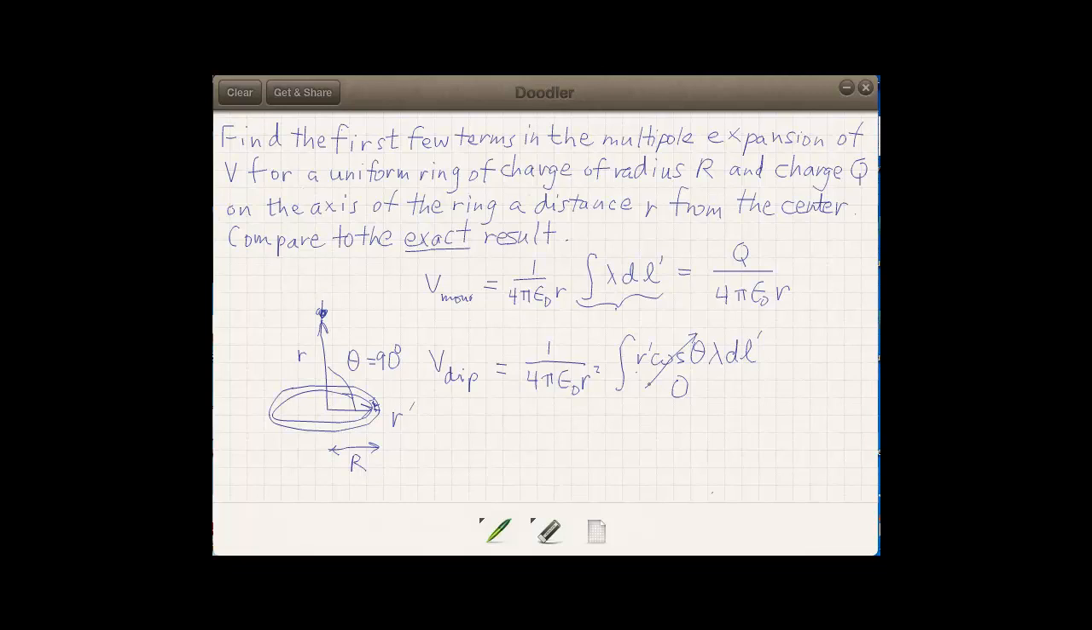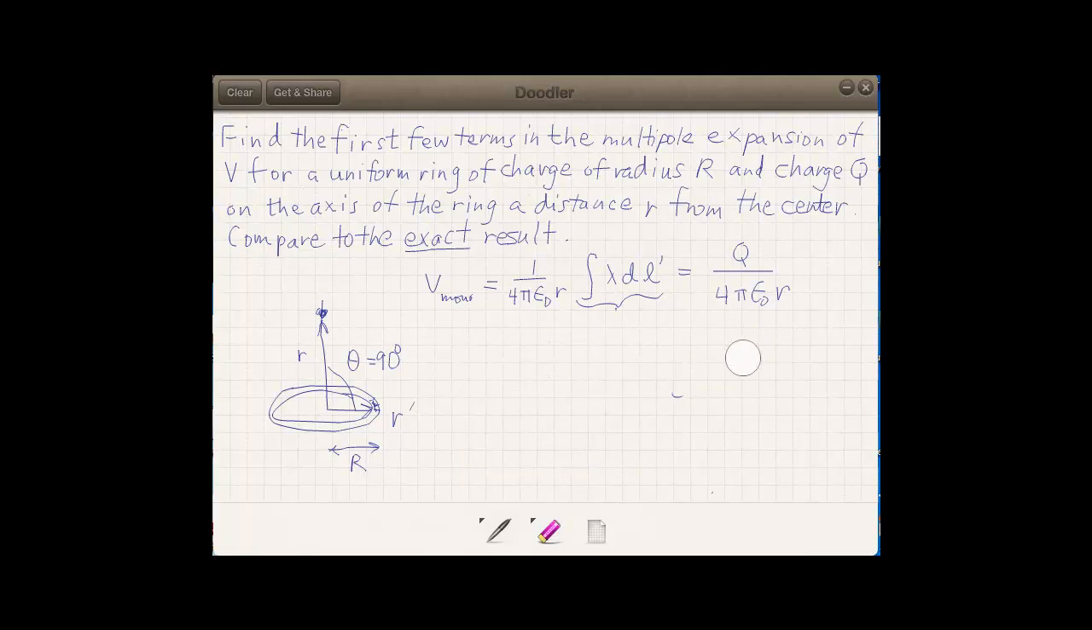All right, there's no dipole moment for this charged ring. And what we need to do now is move on to the quadrupole term. And this is going to be a little bit more complicated, so I need some more space. I'll go ahead and clear out some space for this.